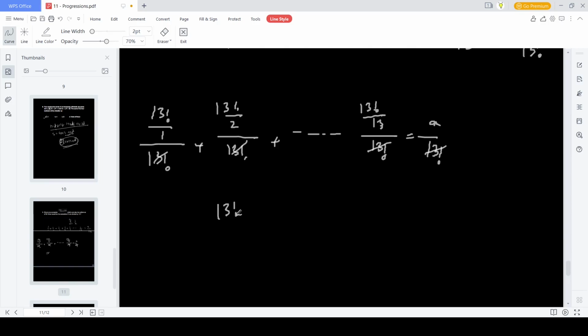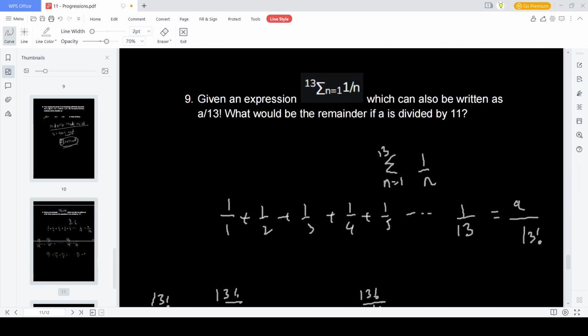Okay, so I'm left with 13 factorial by 1 plus 13 factorial by 2 plus 13 factorial by 3 plus so on, up to 13 factorial by 13, which is equal to a. This is the value of a. When it is divided by 11, we need to find out what the remainder is.